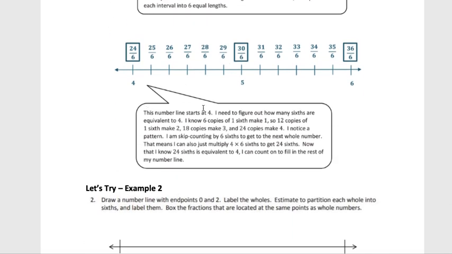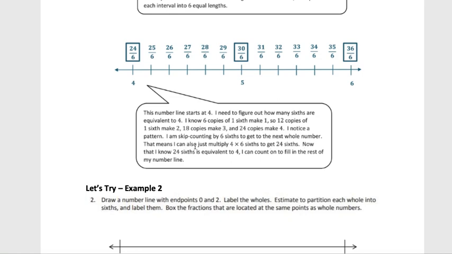Then it says this number starts at 4. I need to figure out how many sixths are equivalent to 4. I know 6 copies of 1 sixth makes 1, so 12 copies of 1 sixth makes 2. 18 copies makes 3. So they're skip counting here. They're going 6, 12, 18, and then the next one would be 24 copies makes 4. I notice a pattern. I am skip counting by 6 to get to the next whole number. That means I can also just multiply 4 times 6 to get to 24 sixths.